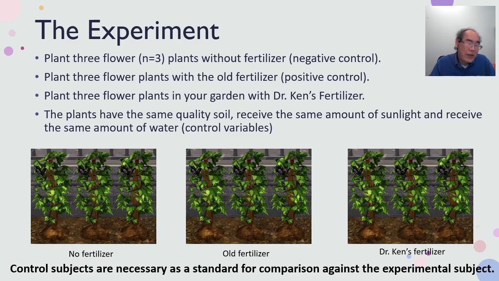So for instance, if the no fertilizer and the old fertilizer didn't receive the same amount of water as Dr. Ken's fertilizer, the plants using Dr. Ken's fertilizer may grow better, but that's not because of the fertilizer. That could be because we gave it more water. So these control variables must be maintained constant amongst all 3 groups.